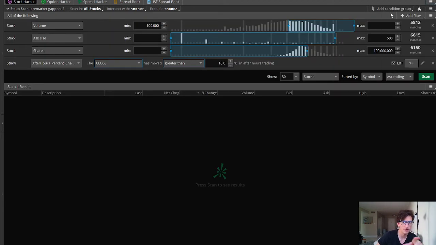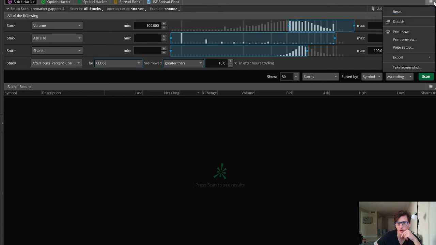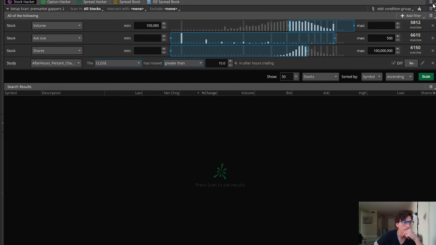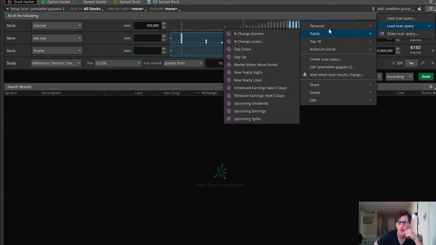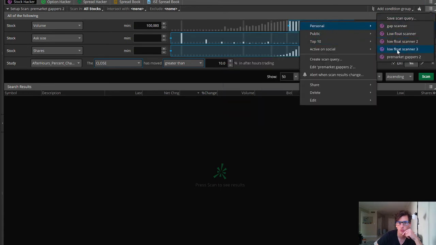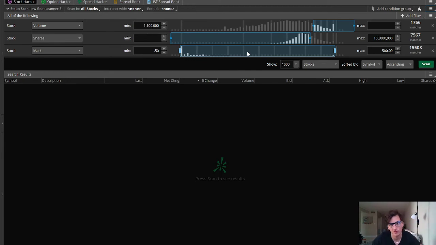Once you have this set up, you want to go to save scan query, and then you can name it. It's right next to add condition group. Then I want to load up my low float scanner. This is my third version of the low float scanner.